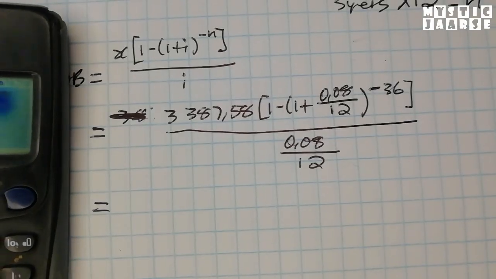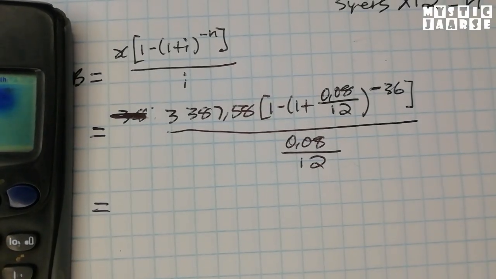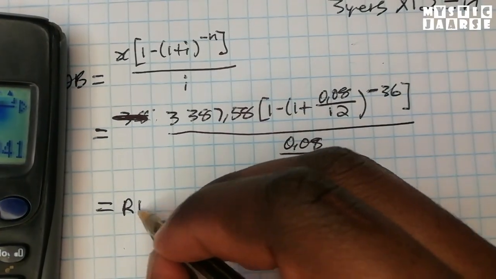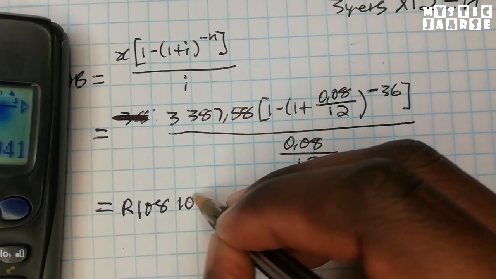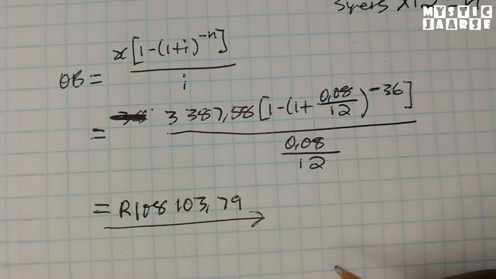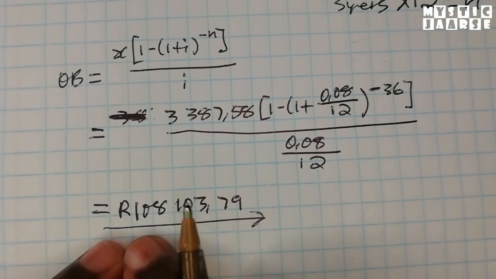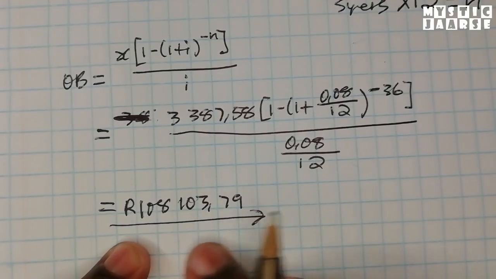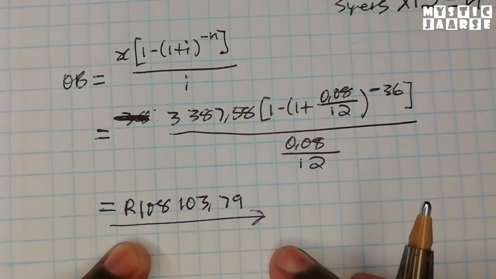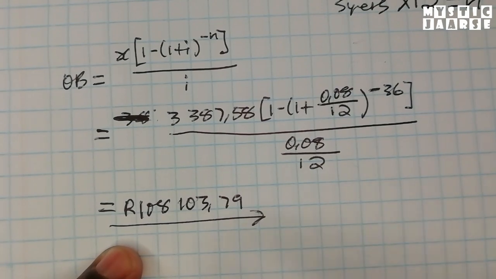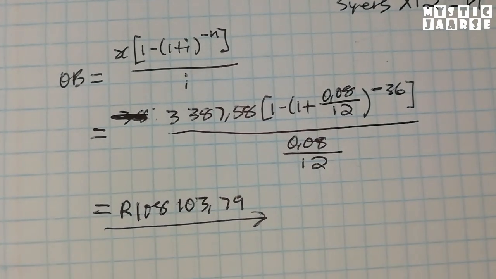We have 3,387 rand 58 cents into the amount of money that we get, which is 108,103 rand 79 cents. Mr. Williams, after making payments for 17 years, this is the amount of money that will be left to be paid out towards settling the loan, right? So after 17 years, Mr. Williams will make one payment of this value towards the loan.